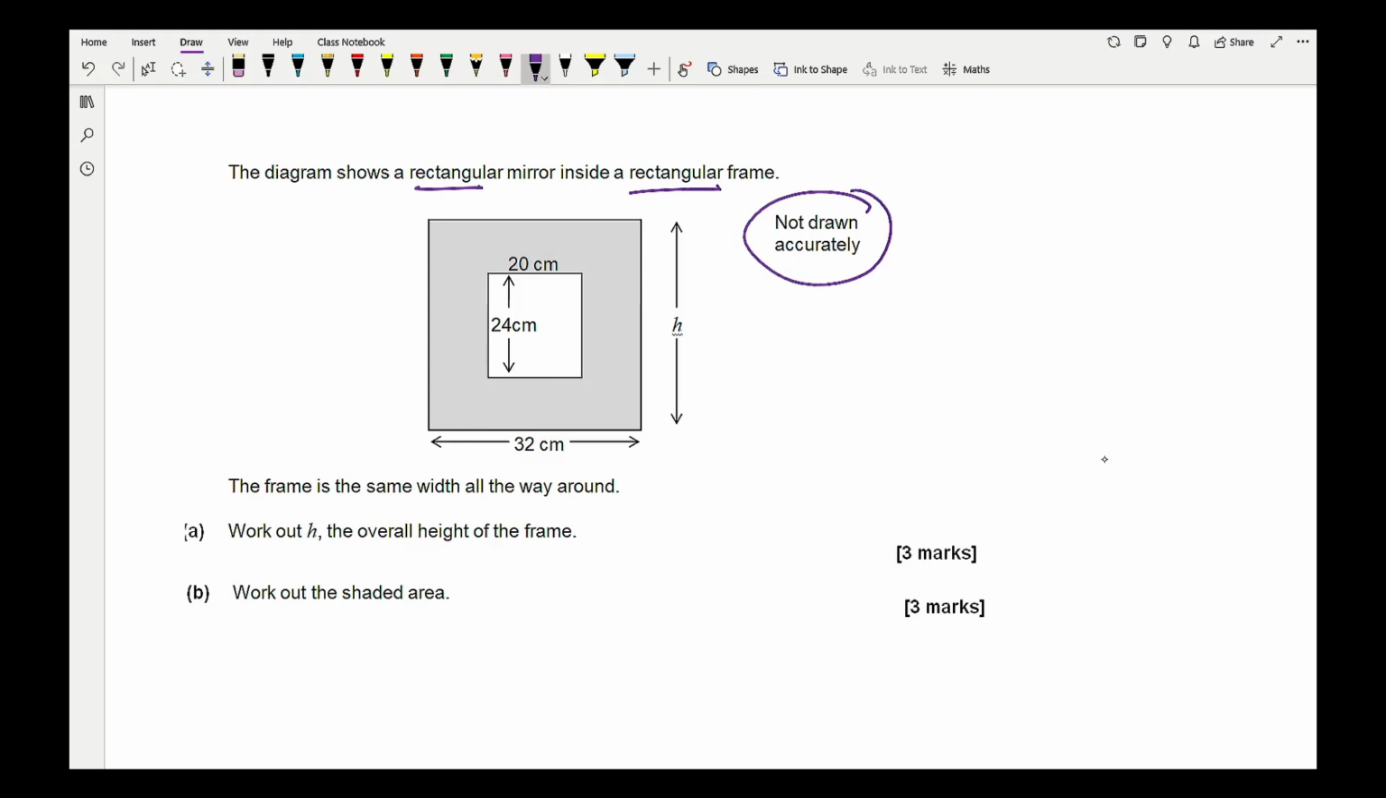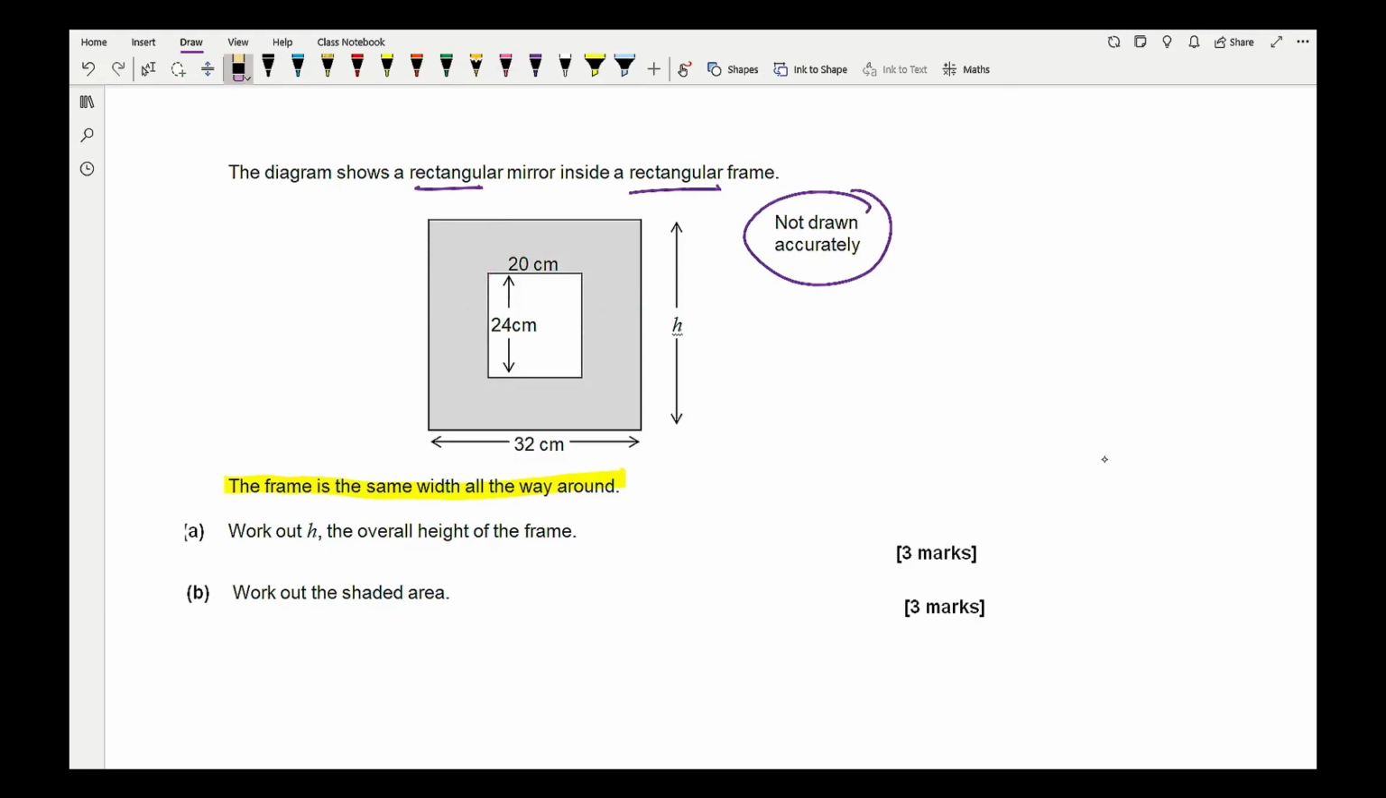So from this, it says that the frame is the same width all the way around. Now that is really important information when reading through this question. So what we need to know is that the thickness of this frame, so this length here, is going to be the same as that length there, which is going to be the same as that length there. Now the question's asking me first of all to work out the overall height of that shape.